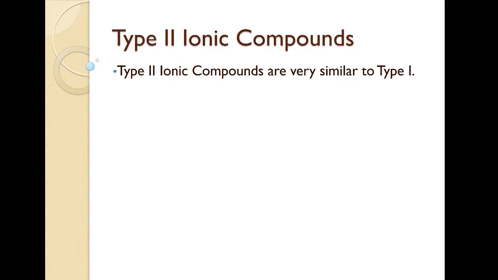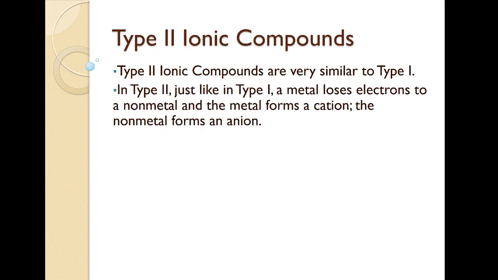In this lesson, we are going to talk about type 2 ionic compounds. They are very similar to type 1. In a type 2 compound, a metal will lose electrons, giving it a positive charge, and the nonmetal will take the electrons and form an anion, which is a negative charge. Positive and negative attract. So we're going to do the same kind of thing as we did in type 1.